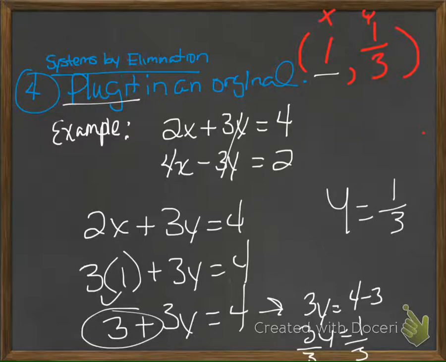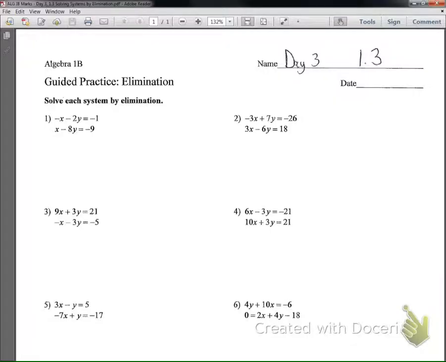Alright, let's practice some of these on some of your problems that you have on your page. So you can turn your paper over now. Okay, so let's take a look at problem number 1. Do we have a zero pair already? Look at your x terms. We have a negative x and a positive x. The coefficients are 1, so yeah, we can eliminate them.